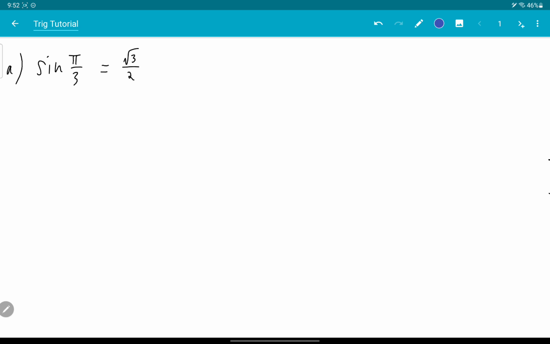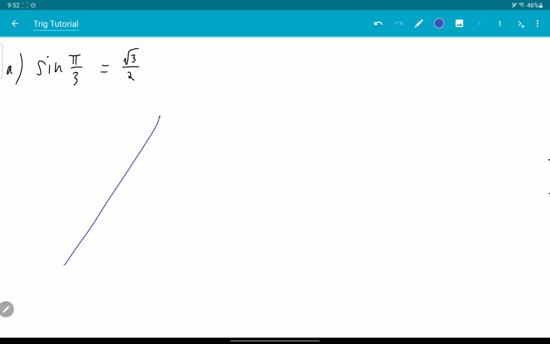Trig, done my way. So I'm going to not use the unit circle. I'm going to show you how I learned to do trig. Sine pi over 3 is root 3 over 2. Why is that? Well, what I do is I memorize the following triangle.